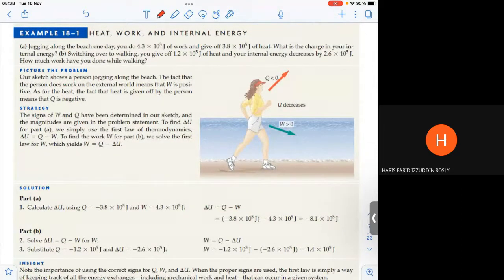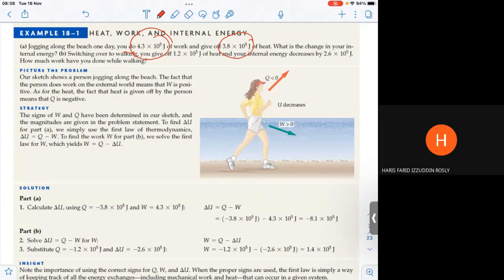Jogging along the beach one day, you do 4.3 times 10 to the power of 5 joules of work and give off 3.8 times 10 to the power of 5 joules of heat. Look at the words: you do, that means you are doing the work. You do the work, that means positive W, according to my notes. What is the change in your internal energy?